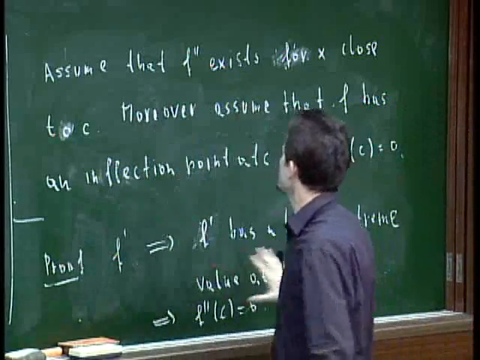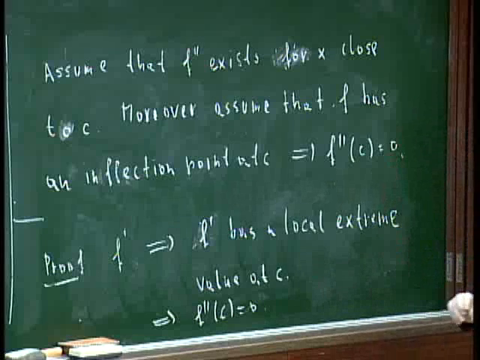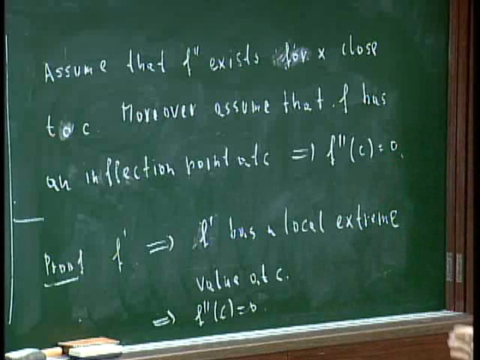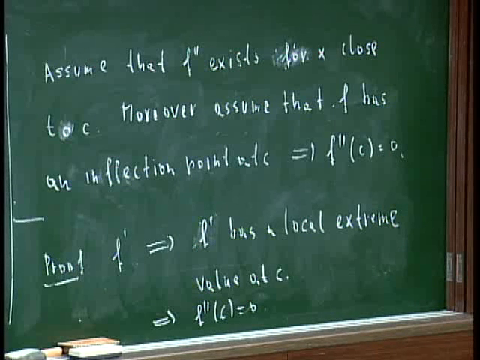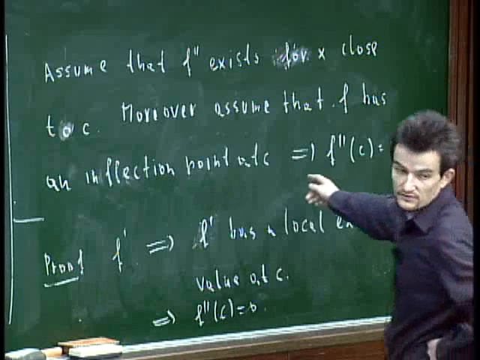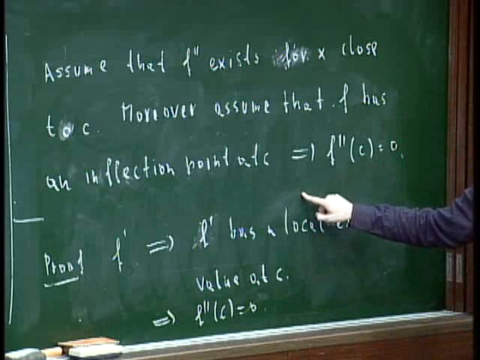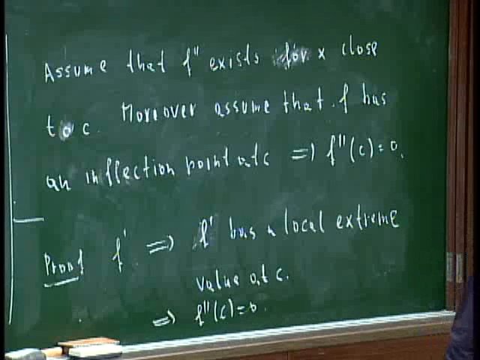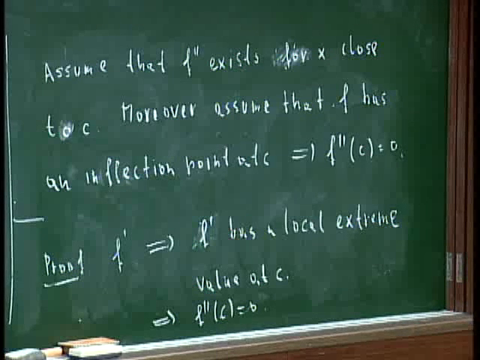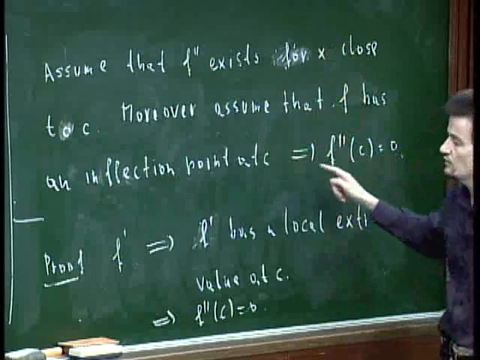This is sometimes helpful in order to find inflection points, because if the second derivative exists everywhere, then you just have to equate it to 0, and you find possible candidates of inflection points. But the converse is not necessarily true, which is a similar situation as in Fermat's theorem. If you find a point where the first derivative is equal to 0, it's not necessary that the function has an extreme value at this point. The same is true for this result, so the converse does not necessarily hold.